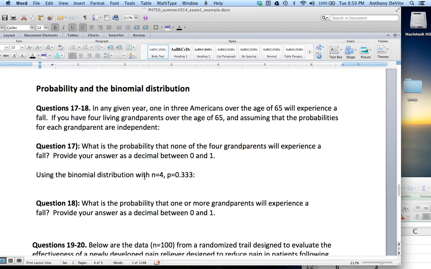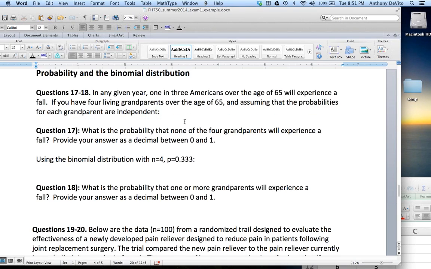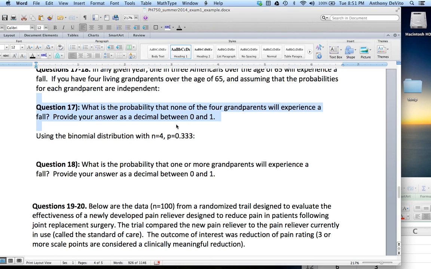Okay, let's move on. Now, this came up because somebody emailed me about this. I won't say who. Binomial distribution. I know they're not the only ones having problems with this, so let's take a close look at this. Okay. In any given year, 1 in 3 Americans over 65 will experience a fall. So the probability of experiencing a fall is 0.33, 1/3, right? If you have 4 living grandparents over the age of 65, assuming the probabilities for each grandparent are independent, what is the probability that none of the 4 grandparents will experience a fall?